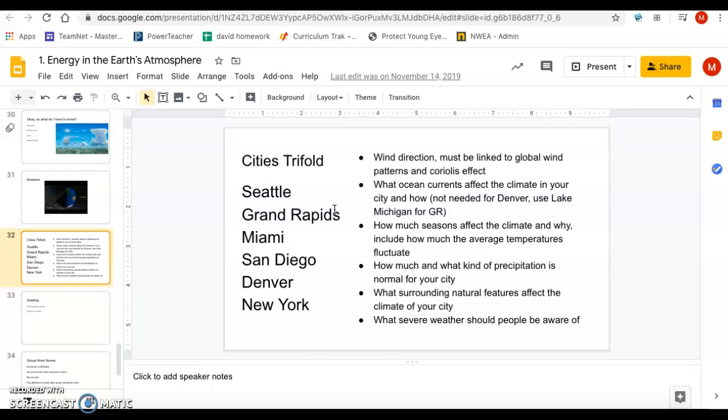Now, this gets into the trifold that they did, and for this one, we split the kids up into groups. We took a look at one group did Seattle, Grand Rapids, Miami, San Diego, Denver, and New York. Now, what they ended up doing is making a trifold on their city. They had to have all of this stuff in there and well explained, both on the trifold and verbally, they had to explain it as well.